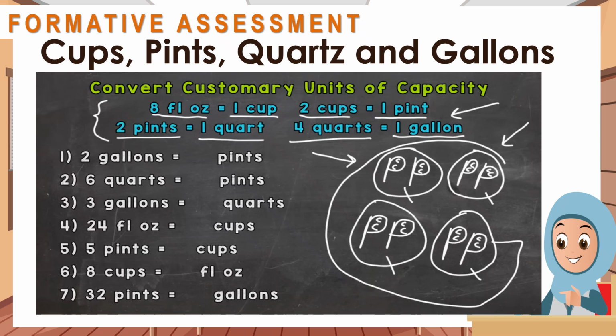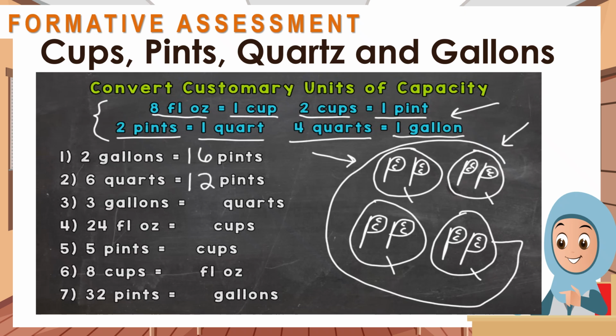So number one, 2 gallons equals how many pints? So the first thing we need to do, how many pints in 1 gallon? So if we take a look, we have 8 pints in 1 gallon. So that means there's 16 pints in 2 gallons. So 2 times 8. Number 2, 6 quarts equals how many pints? So in each Q or each quart, there are 2 pints. So we want 6 of those. So 6 times 2 gives us 12 pints.